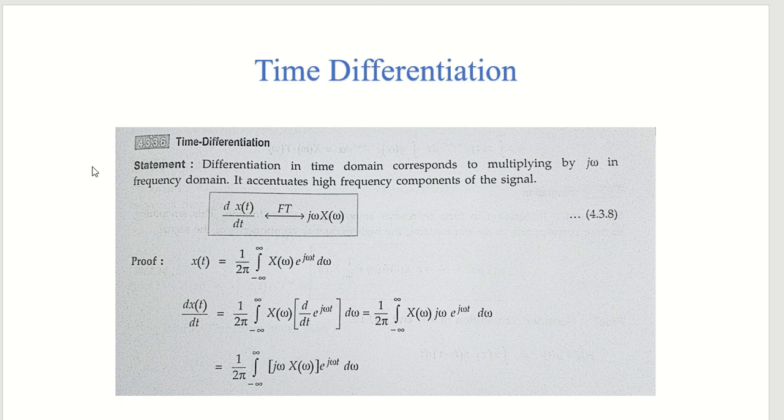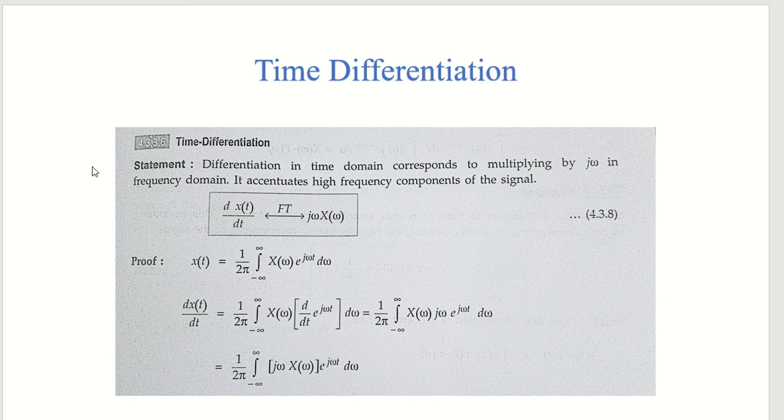So what does it say? It says the differentiation in time domain will correspond to multiplication by j omega in the frequency domain, right? So what did the frequency domain say? It said differentiation in the frequency spectrum will be equivalent to multiplication in the time domain by minus jt. And time differentiation is saying that differentiation in time domain will correspond to multiplication by j omega in my frequency domain, right?